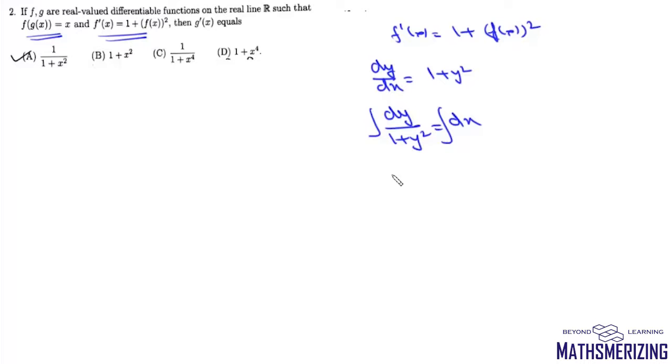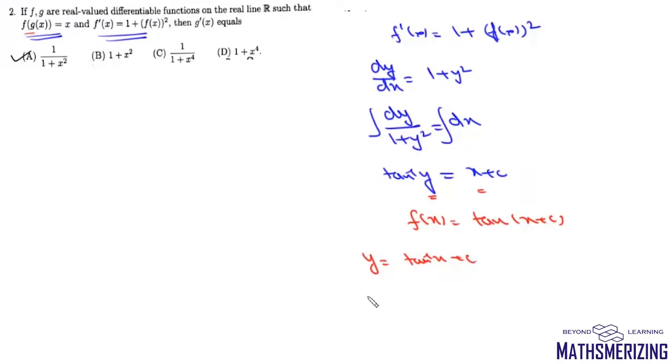If we integrate, we'll get tan inverse y equals x plus c. So from here we can say your function f(x) is tan x plus c. Now in the question it says f of g(x) is equal to x. That means g(x) is the inverse function of f(x). Now for the inverse function, we simply replace x with y. So we'll get y as tan inverse x plus c, or we can write g(x) as tan inverse x plus c. Now we'll find g dash x, it'll be 1 upon 1 plus x square, and that's your option number A.